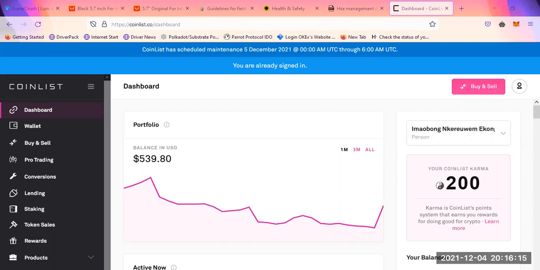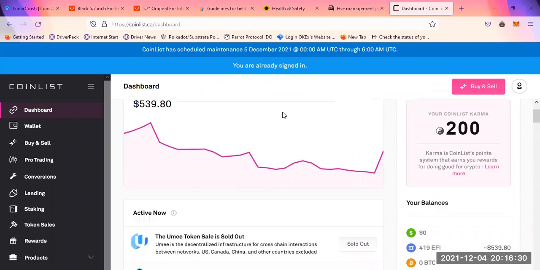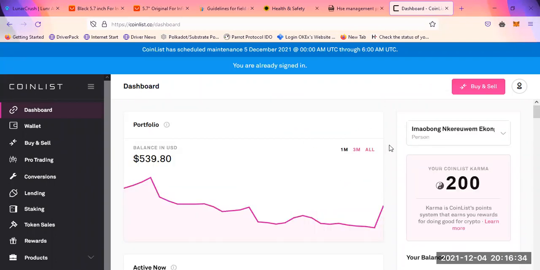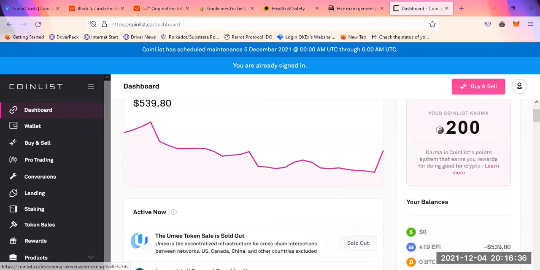So this is what Coinlist is into. Coinlist is into pre-selling coins before they're actually brought to the market. I'm going to be showing you one of my Coinlist accounts and how they work and how you can gain from the projects they carry out. Let me check one of my old accounts.